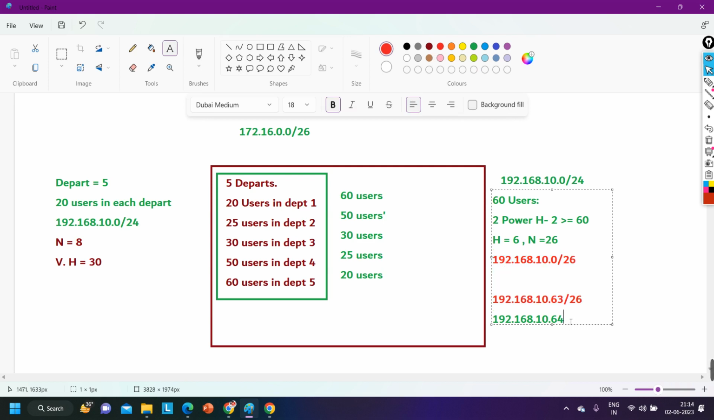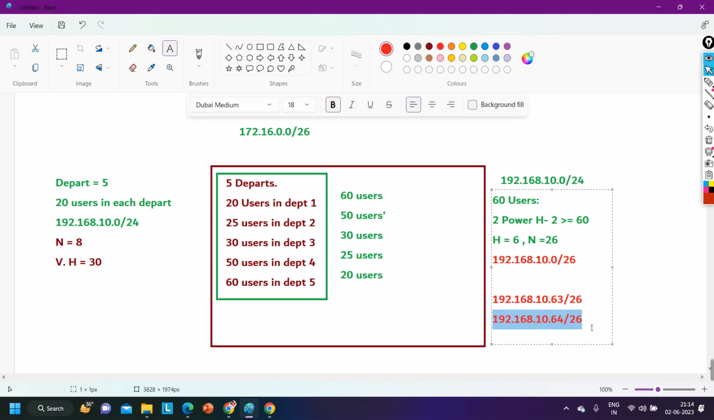Got it? And for department 2, I am going to find the slash value. In department 2, we need 50 IP addresses. So what should be the slash value? 26, sir. Same slash value. This is reserved for which department?